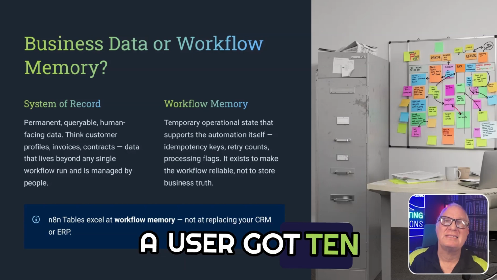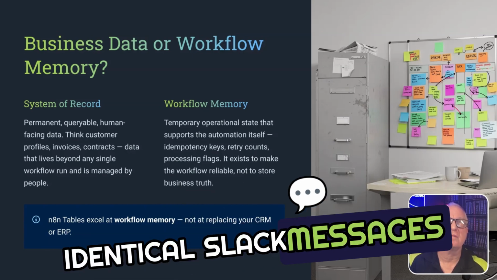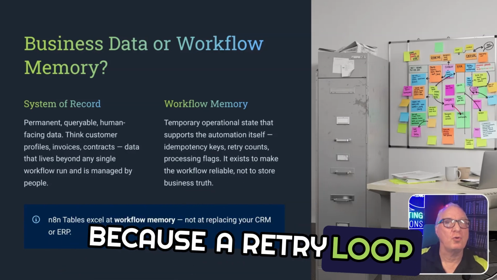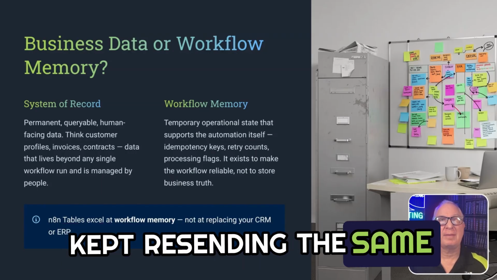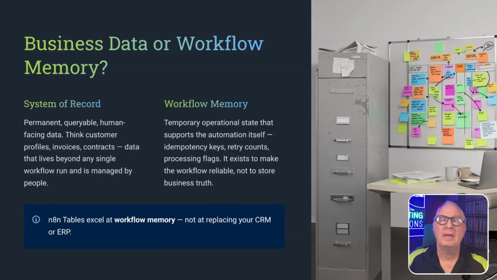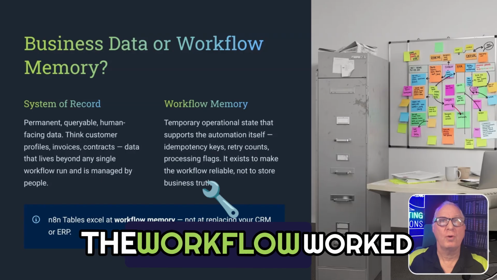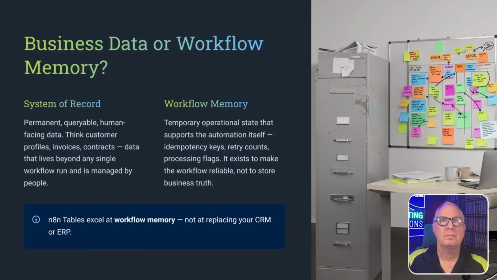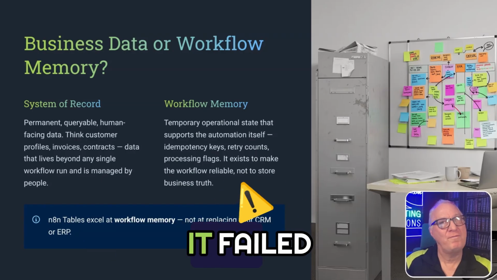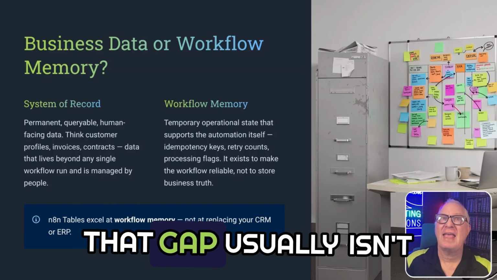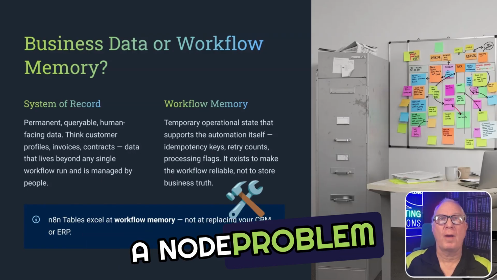A user got 10 identical Slack messages because a retry loop kept resetting the same side effect. In both cases, the workflow worked. Operationally, it failed. That gap usually isn't a node problem.